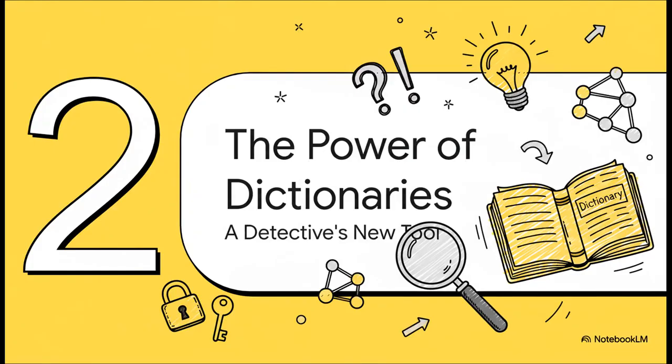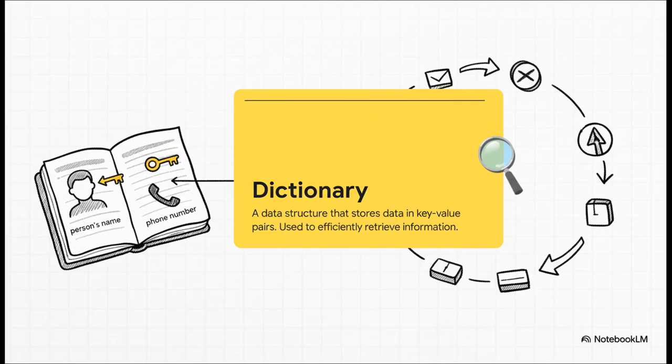Awesome. One case down. But for our next mystery, we're going to need a brand new tool in our detective kit. It's time to talk about a super powerful data structure that's essential for organizing clues: the dictionary. So what exactly is a dictionary? Okay, forget about code for a second. Just think of an old school address book. You look up a key, a person's name, to find their value, their phone number. A dictionary in programming is the exact same idea. It's an incredibly efficient way to store and find information by linking a unique key to a specific value.